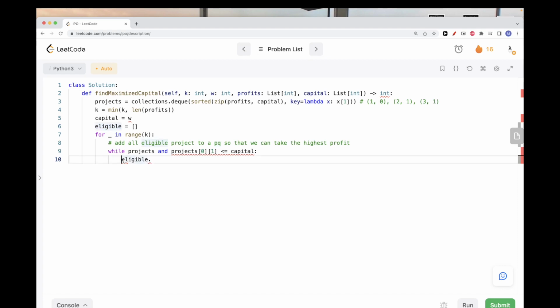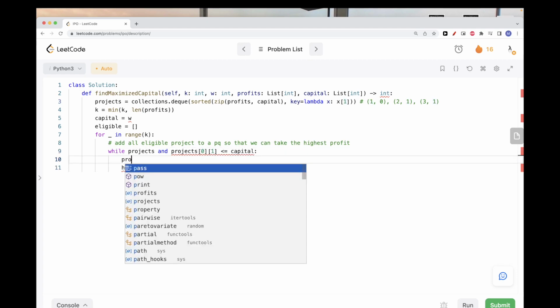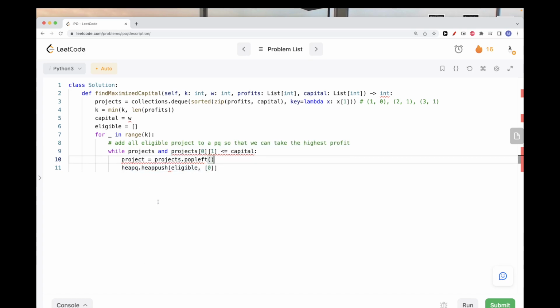And so here we want to add it, but because we want to get the highest profit value, we want to make it a priority queue and add just the profit value. So we want to pop the front of the projects now. And this will give us the pair. We want to take the profit value, which is at position 0 here. Let's call this, for readability, project. And let's just take the profit of it. Or we can even say this is profit and capital, and then just take the profit here. Okay.